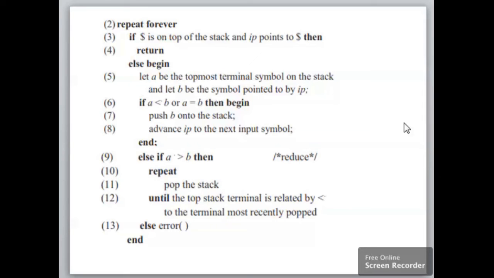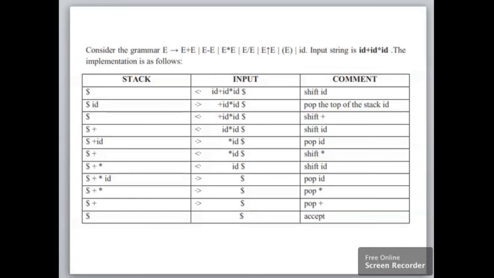Now the same algorithm that we have seen here is known as the operator precedence parsing algorithm, and we would be explaining it with an example. Going to the example, the same grammar: E can have the form E plus E, E minus E, E into E and E divided by E, and let us take the input as ID plus ID into ID.